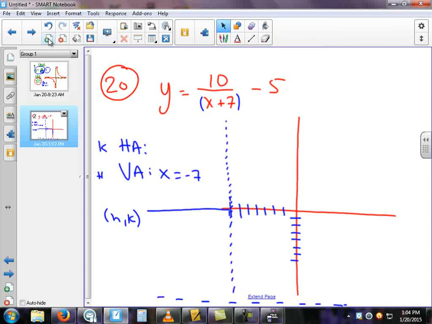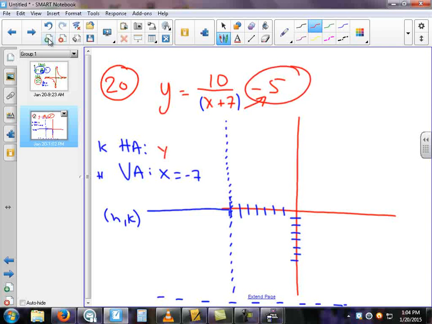And now I need to get my horizontal asymptote. Well, again, you have to make sure that there's no x in the numerator, which there isn't here. So then I look straight over to here, and I see that negative 5 in that position that k always was. So I say y is equal to negative 5. And so I'm going to come down to negative 5, and I'm going to draw my boundary line in here. So now I have 2 new boundary lines, okay?